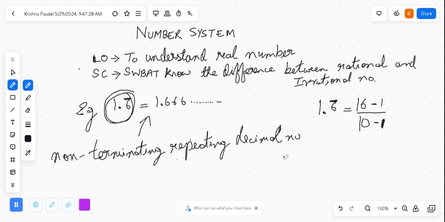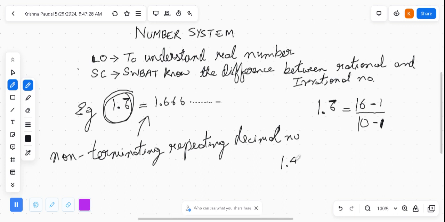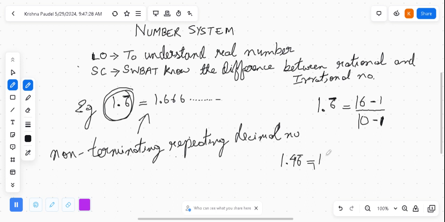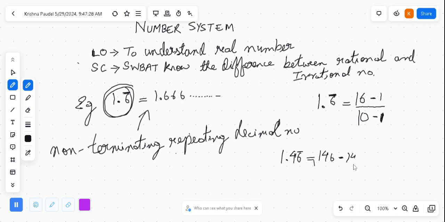So had it been like this, let's say 1.46 bar, then in this case it would have been 146, right? All the numbers, subtract that number which is not on the bar, divided by 100. Why 100? Because after decimal there are two numbers, that's the reason we have to write 100. But this time I will not write 1, because after decimal we are leaving one number and then the bar is there, so we are leaving the 10th place number. This is called the 10th place number, this is called the 100th place number. Hence we will write here 10.